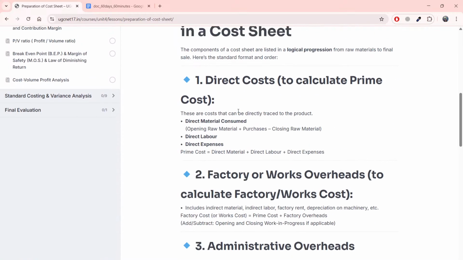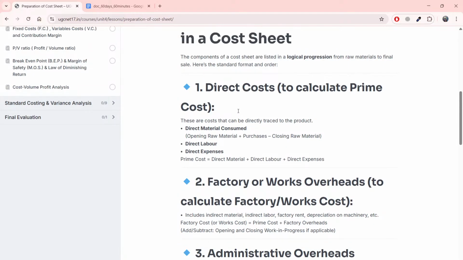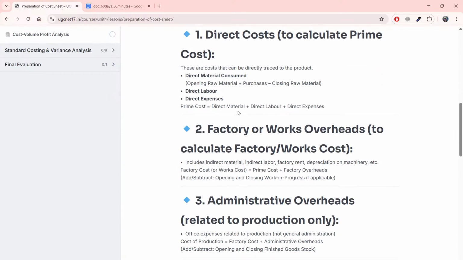Direct cost, to calculate prime cost. These are costs that can be directly traced to the product: direct material consumed, direct labor, direct expenses. So prime cost is direct material, labor, and expenses. This we can remember now. Direct material, direct labor, direct expenses is the prime cost.